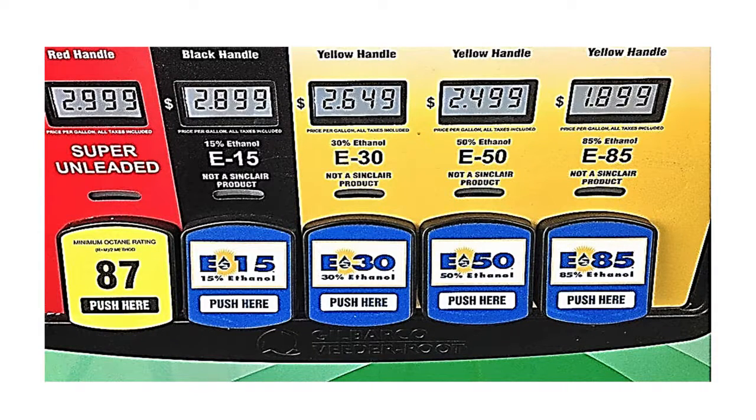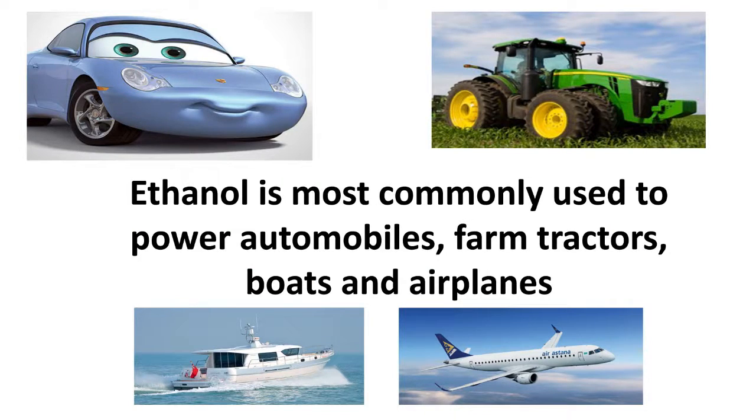In modern life, bioethanol is a widespread biofuel. Petrol companies manufacture different marks of biofuel. The letter E means the different portions of ethanol as additives in the petrol: 50%, 30%, 50%, 85%. Such types of fuel are popular in Brazil and the USA. Ethanol is commonly used to power automobiles, farm tractors, boats, and airplanes.